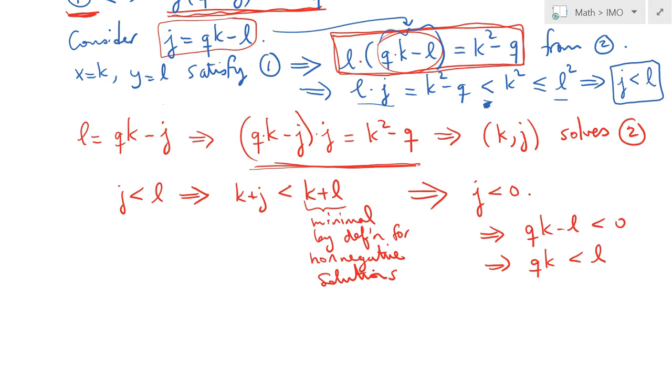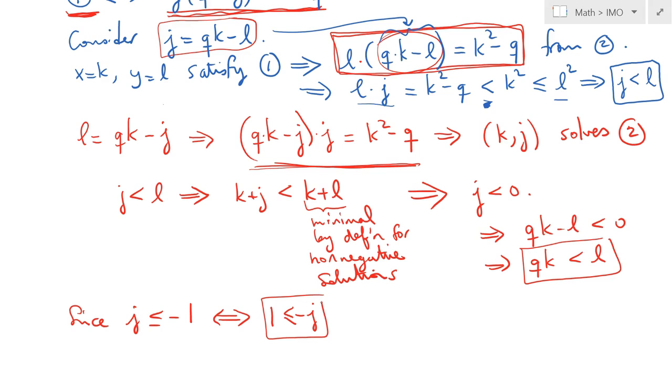And finally, knowing that j is less than 0, because j is an integer as well, j must be less than or equal to minus 1. Since j is less than or equal to minus 1, this is equivalent to saying that minus j is greater than or equal to 1. So combining this with the final result here, I will just multiply these two inequalities.